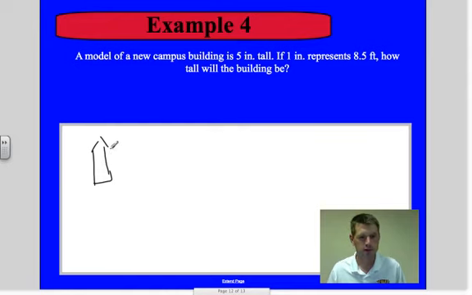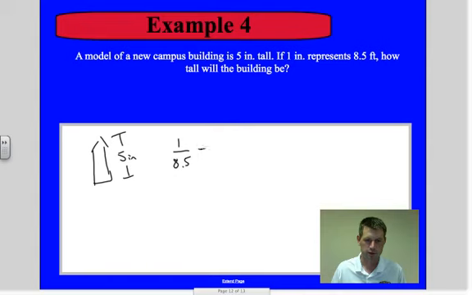They said the model was 5 inches tall. So from here down, it was only 5 inches. But what they're saying is that one of those inches is going to represent 8.5 actual feet. So again, we say the model or the map is 1 inch for every 8.5. Now we have decimals and a fraction. Right now that's fine. We don't really want to leave an answer that way, but for this, that's fine.